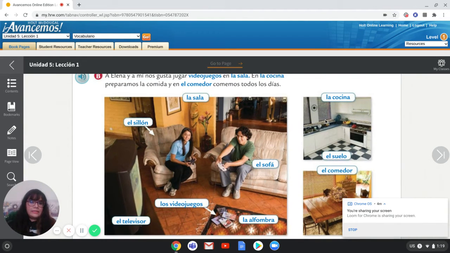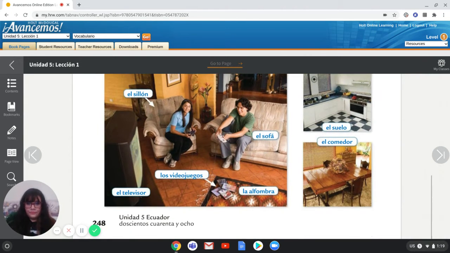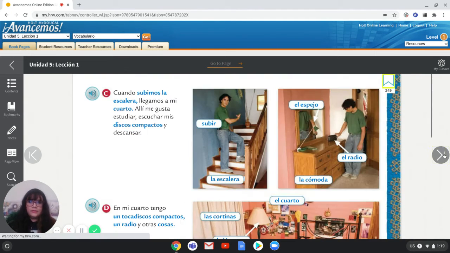We also had la cocina, aquí, so the kitchen. They said donde preparamos la comida, where they prepare la comida, or the food. And they have el comedor, which is the dining room. Tiene mesa, tiene 4 sillas, so donde comen, where they eat. This is the first página. Second página aquí. So, parte C.